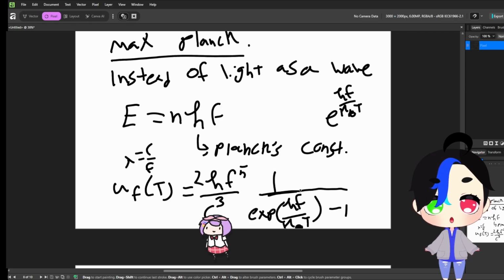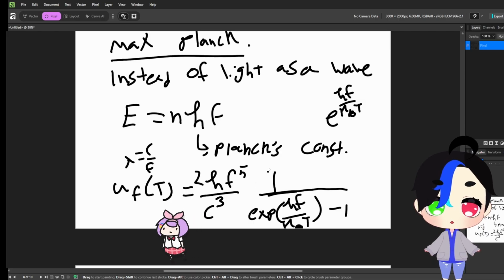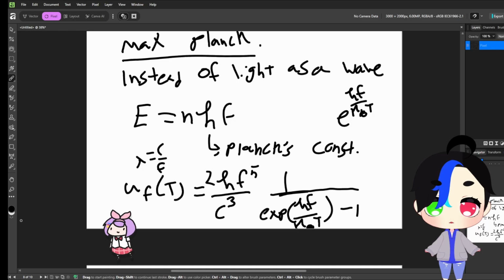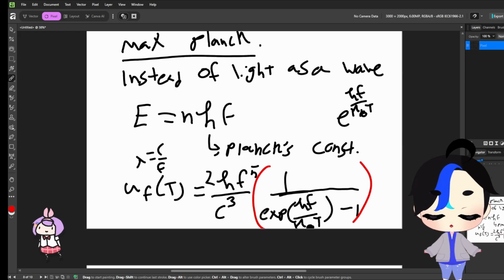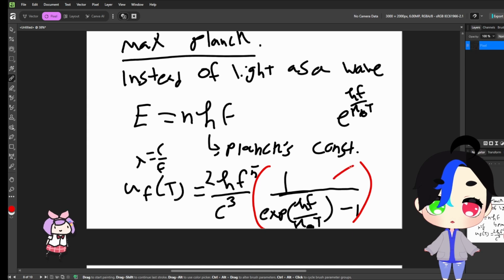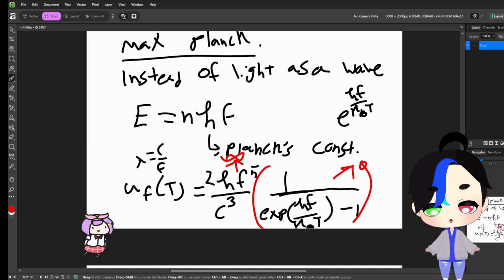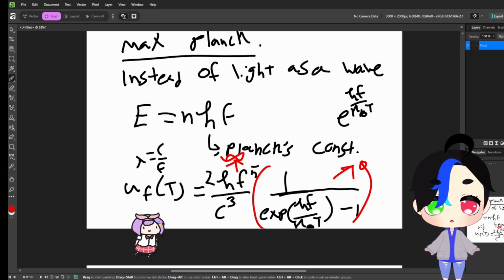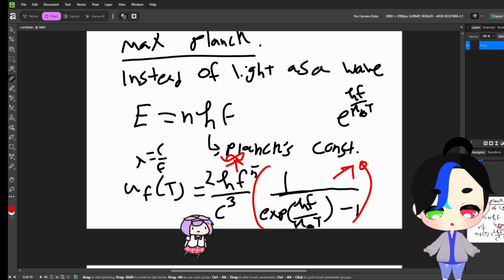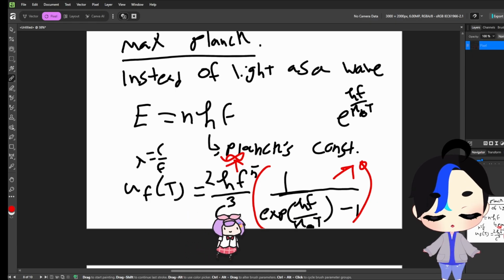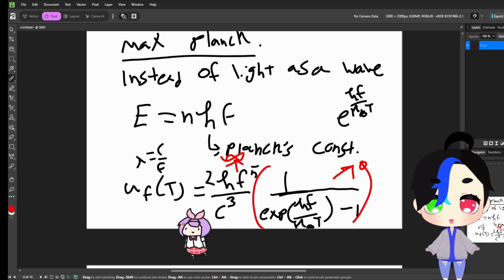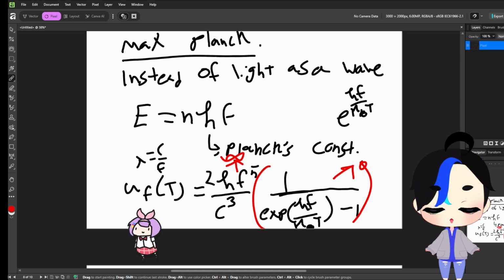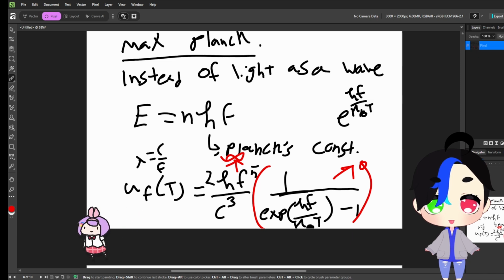And how this fixes it, even though this is still in terms of f to the fifth, this term, let me use a different color, I'm gonna use red, this term, as f goes to infinity, goes to 0 much faster than this goes to infinity, which means what you end up getting is, let me pull the graph for it. This will be easier to show.